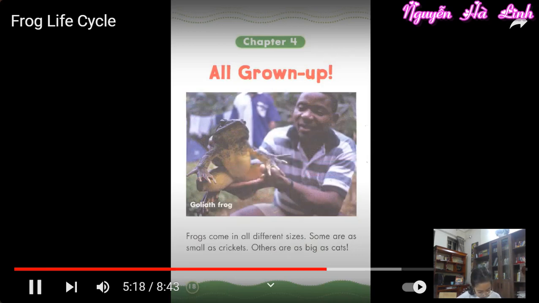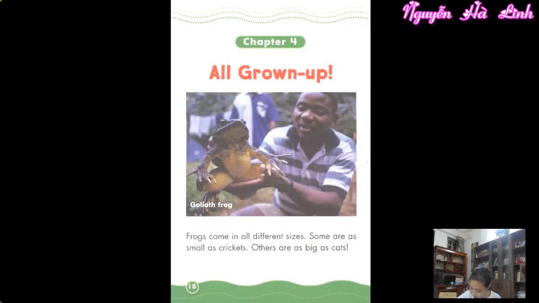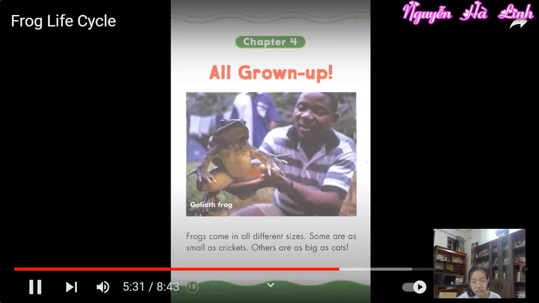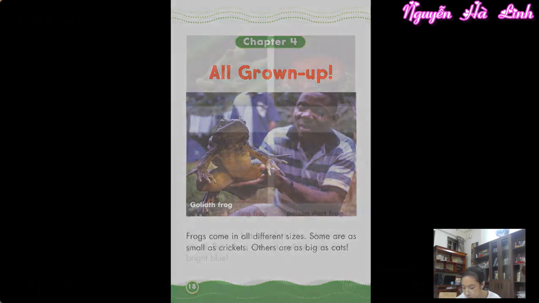Chapter 4 shows you all grown up. In this picture, the man is holding a frog that's called a Goliath frog. That means it's a very, very big frog. Frogs come in all different sizes. Some are as small as crickets. Others are as big as cats.